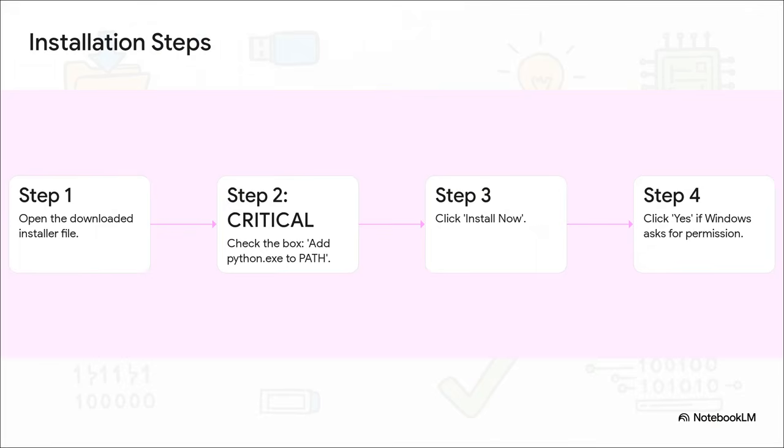Okay, let's do it. Find that file you just downloaded and double-click to open it up. The installer window will pop up. Now, your eyes should go straight to the bottom of that window. See that checkbox that says Add Python.exe to Path? That's our golden ticket. Make sure you check that box. Then you can go ahead and click Install Now. Windows might ask you for permission. If it does, just click Yes.